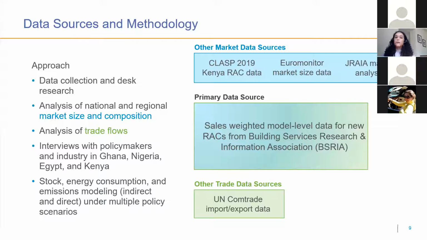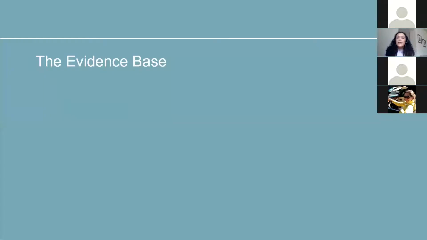As well, when we looked at trade data, we again used our primary data from BSRIA, as well as cross-checked that data with import and export information we were able to attain from the UN Comtrade database, which relies on HS codes to track room air conditioners. And if you have any questions, or if you're curious to learn more about our methodology, I would refer you to the full report. So I'd now like to move into the meat of this study, which is the evidence base for whether or not environmental dumping is occurring.